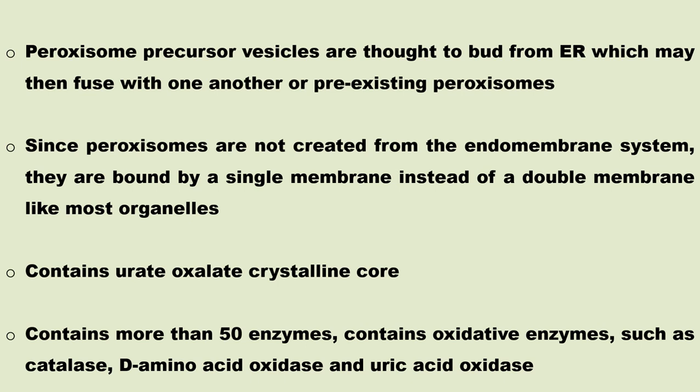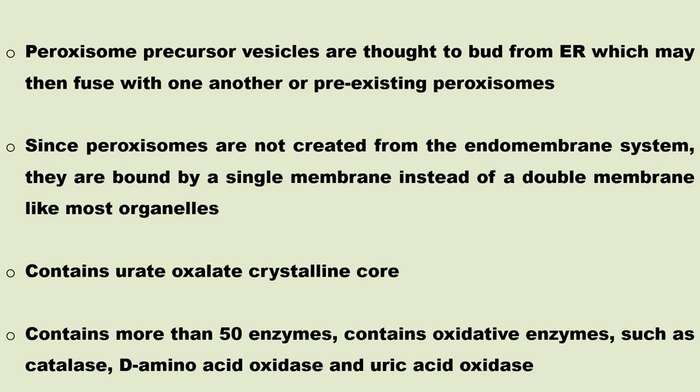Since peroxisomes are not created from the endomembrane system, they are bound by a single membrane instead of a double membrane like most of the organelles that you get in the cytoplasm. It contains a urate oxidase crystalline core, which we had just now seen in the previous slide. It contains more than 50 enzymes, including oxidative enzymes such as catalase, D-amino acid oxidase, and uric acid oxidase.